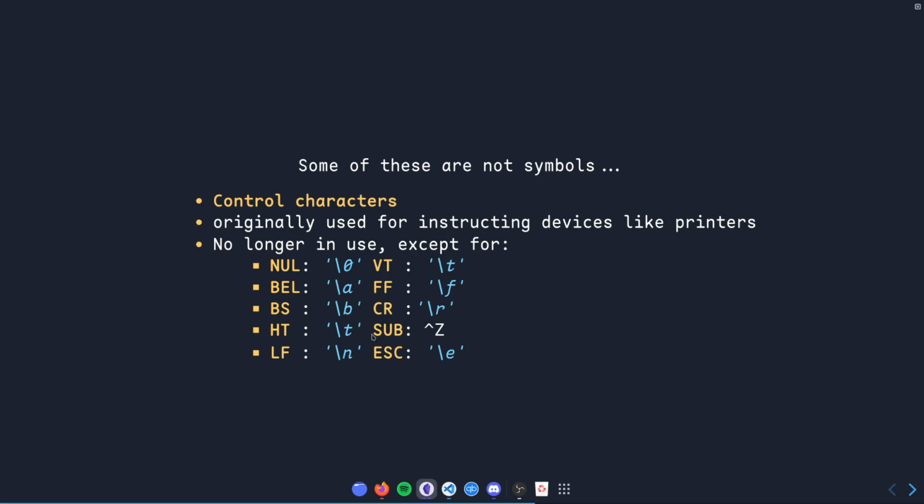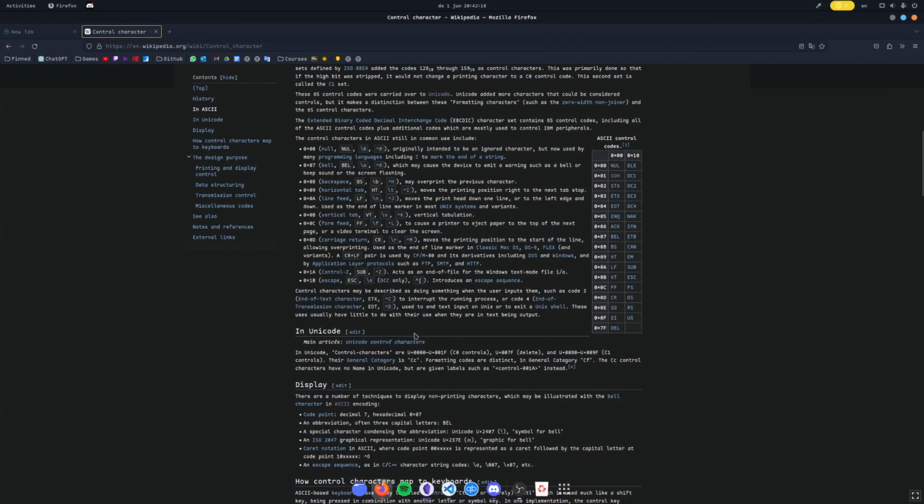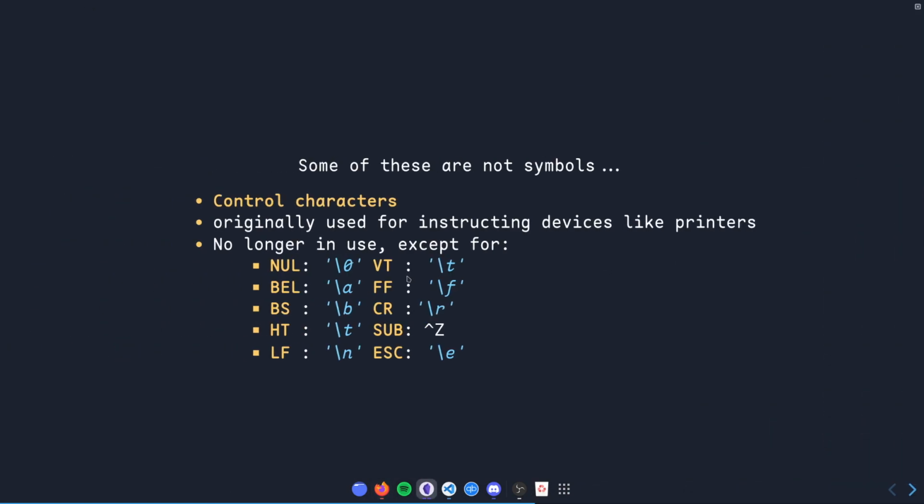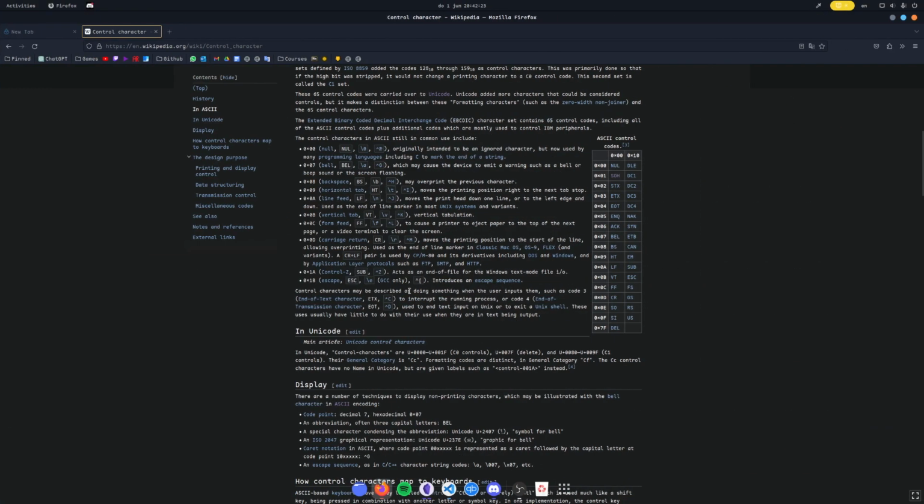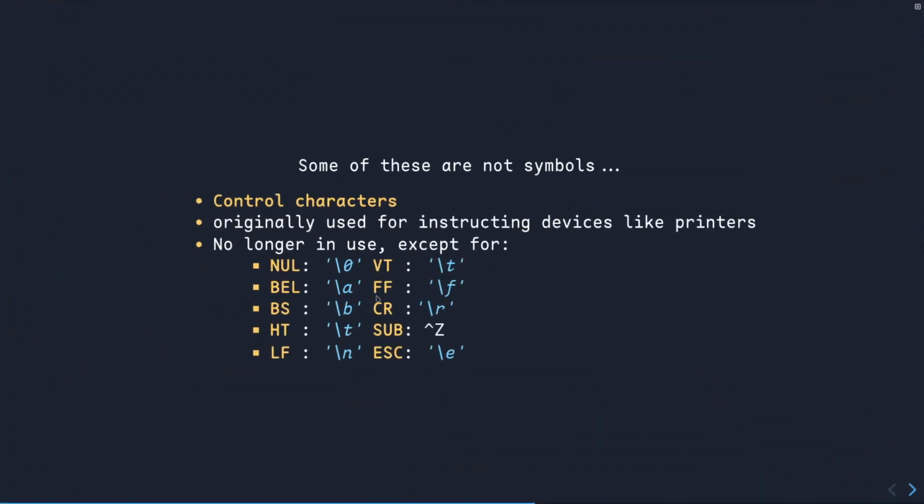Then we have sub, which I don't know what that is. Sub is an end of file code in Windows. And then of course you have the escape character, which is used for all the ANSI escape codes.